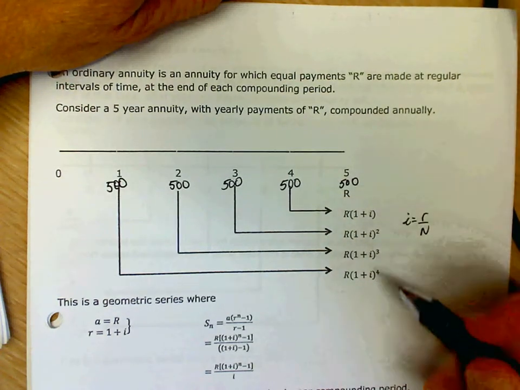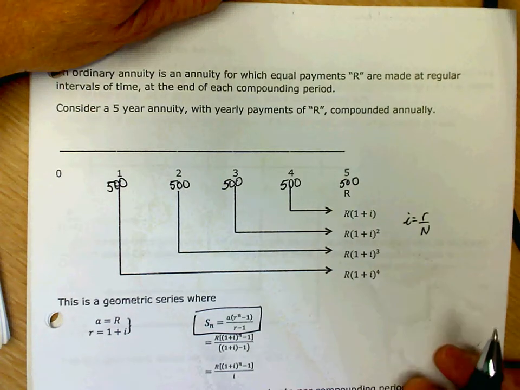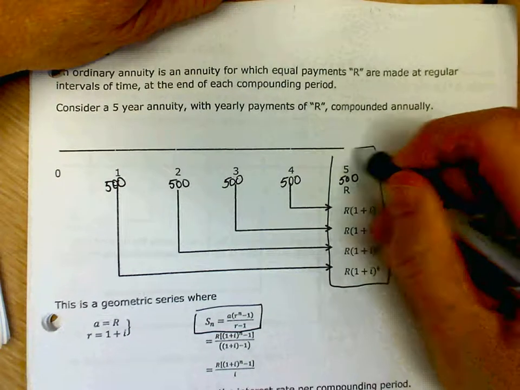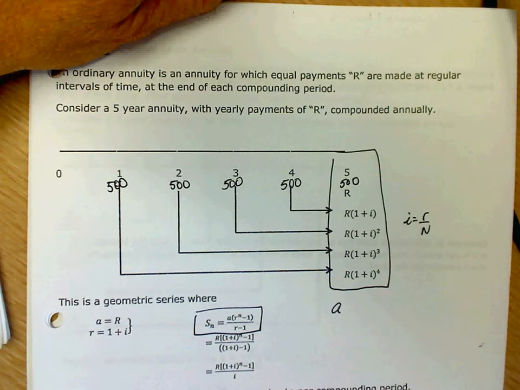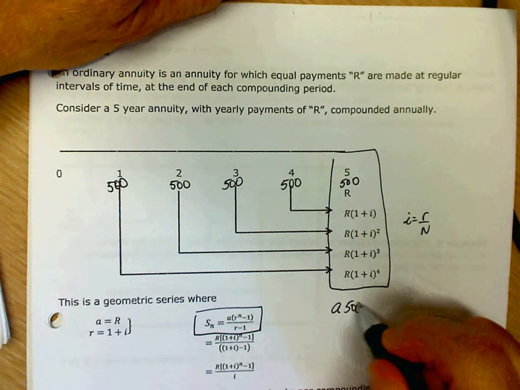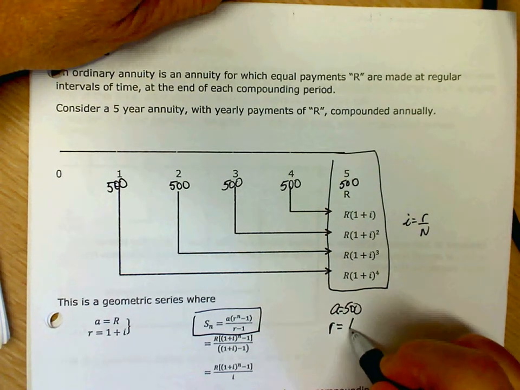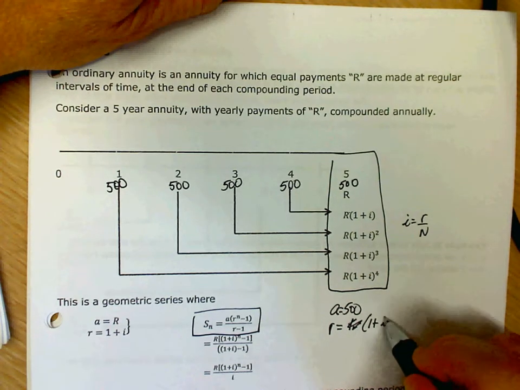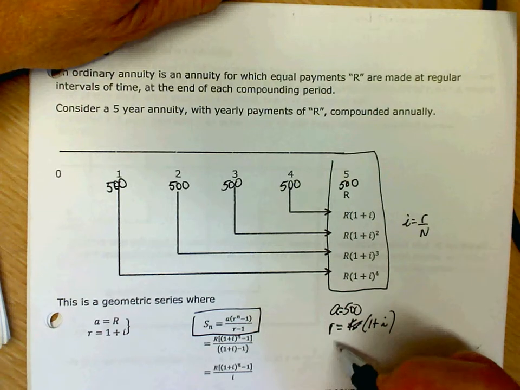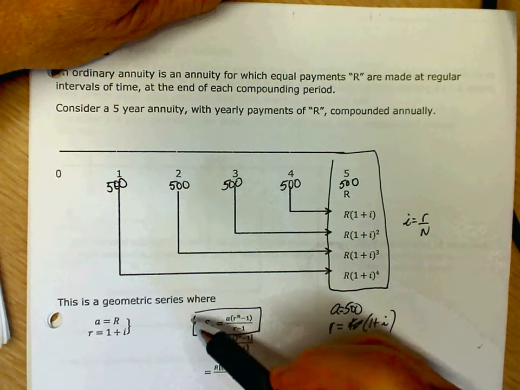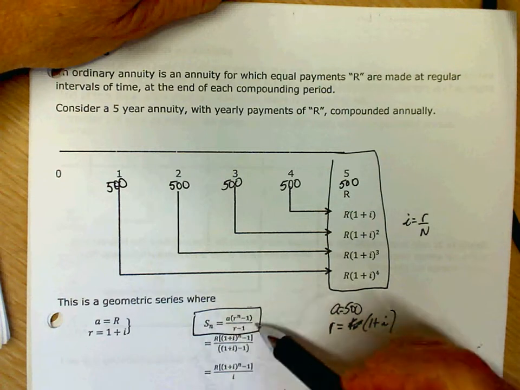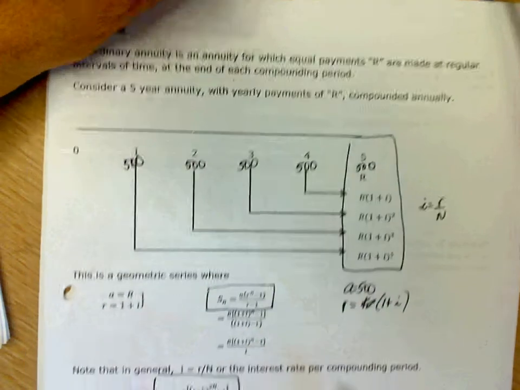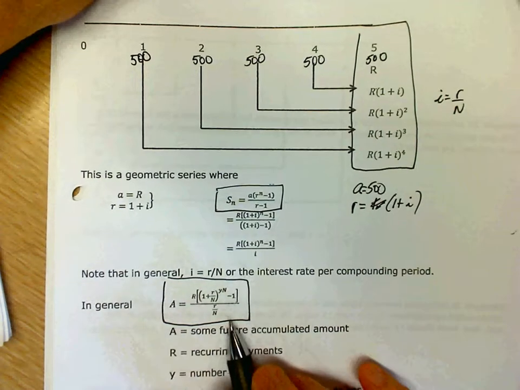Now, do you remember the geometric sum formula? If I were to take all these payments in here, my first A is equal to 500, my R is equal to 1 plus I, whatever I is, and N is going to be the number of years. If I were to put this into the geometric series formula, I would end up with this formula. This is the formula you have to memorize. Okay, that's the baby right there.